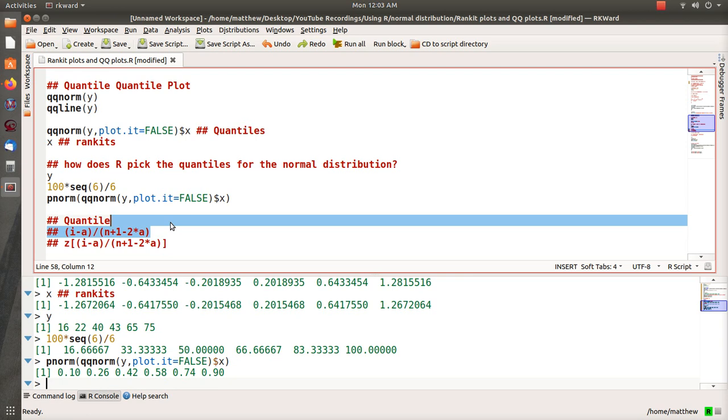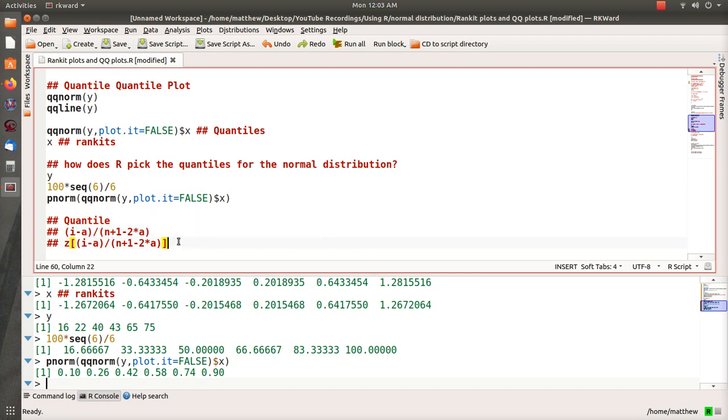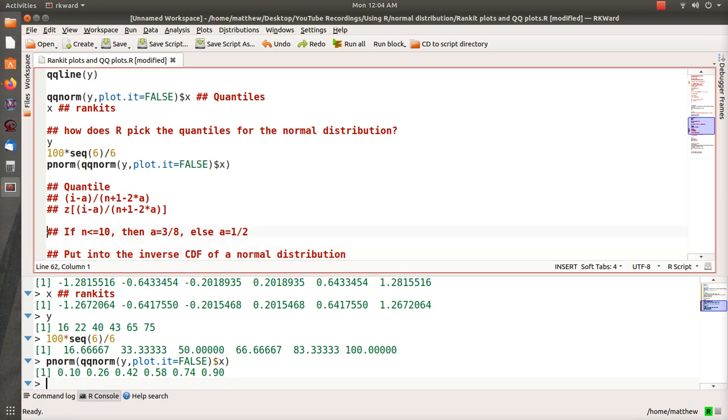The difference is, how do you pick A? Now notice that even on SAS and all your help websites, they'll use a formula Z of, and then use this crazy formula. And what Z represents is actually the value in the standard normal distribution, but it's a function of this crazy formula. Now what R uses is, if N is less than or equal to 10, it uses A of 3/8. If the sample size is more than 10, it uses A of 1/2.